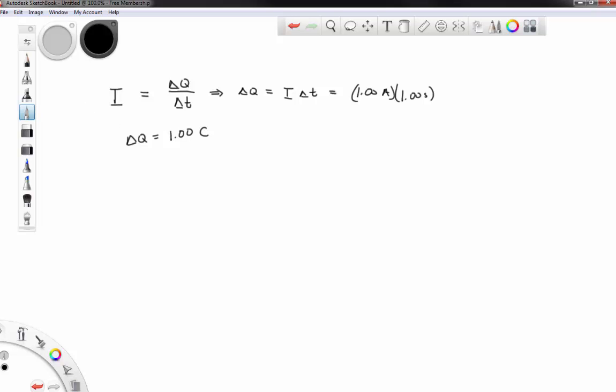So the question is, how many electrons does it take to make up 1 coulomb? Well, the total charge can be given by the number of electrons times the charge of an electron. So this delta Q is given by this. That means that the number of electrons must be the total charge divided by the charge of a single electron. So what we need here is the charge of a single electron.